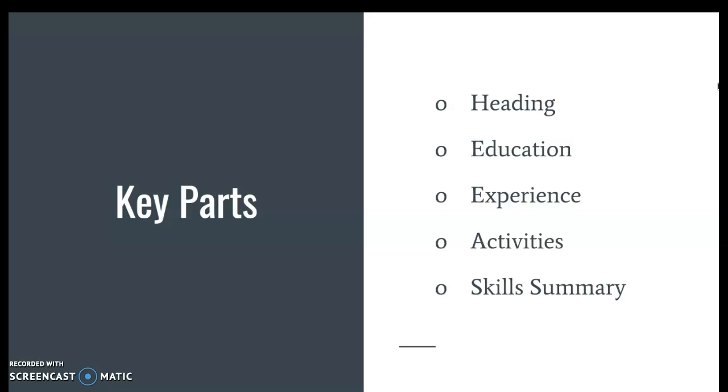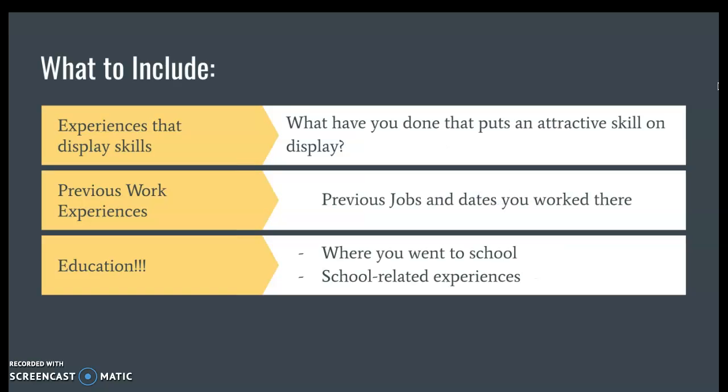Next, we want activities. So any activities that you might be involved in. This could be, if you're part of a band, if you're part of the basketball team, so they know that you have experience working with teams. And then basically a summary of some skills that you might have and some key things that might display these skills. So things that we want to include on our resume is experience that displays our skills.